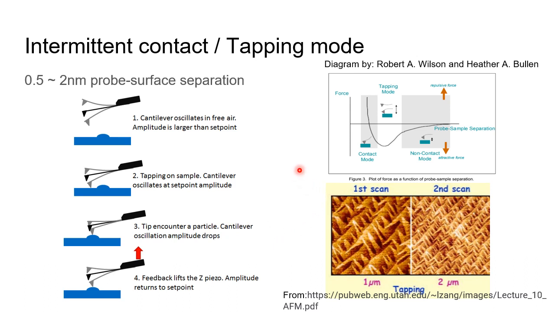When there is a change in height or oscillation, the feedback loop registers the differences in the amplitude and the image is then made from the differences in the amplitude. An advantage of tapping mode is that it allows high resolution of samples that are easily damaged or loosely held to a surface. So that's why it's commonly used on biological or organic samples when they need high resolution.